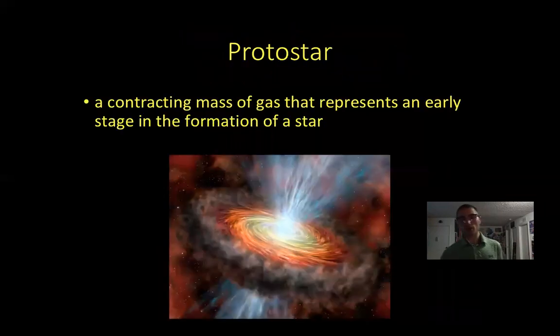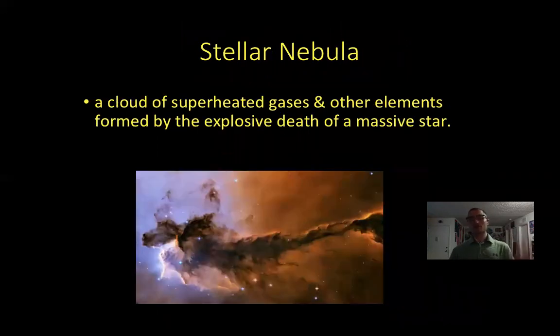Our first star we went over was protostar. That is the earliest, the infant stage of a star. Massive gas represents an early stage. Went over that already. And then stellar nebula, went over that already as well. So a nebula is just a cloud of gases and elements that are super hot, stirring about in space.